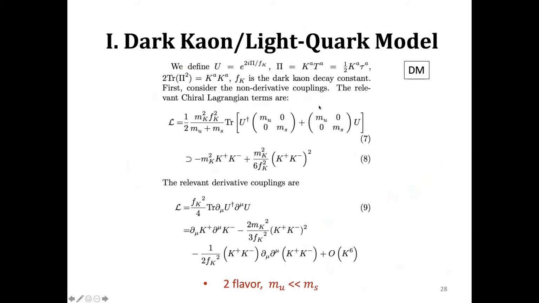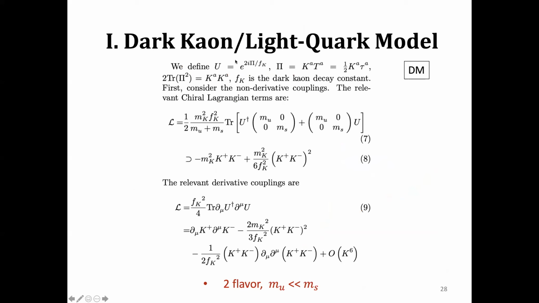Okay, so here is the detailed model building. The model building is quite easy. You just have 2 quarks. One is the S quark, one is the U quark, and both are below the dark lambda QCD.